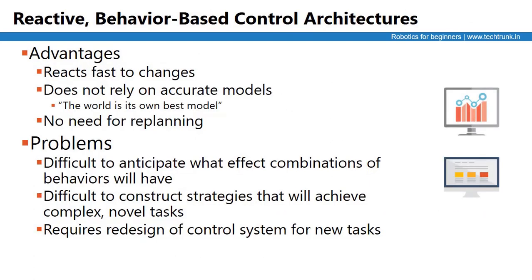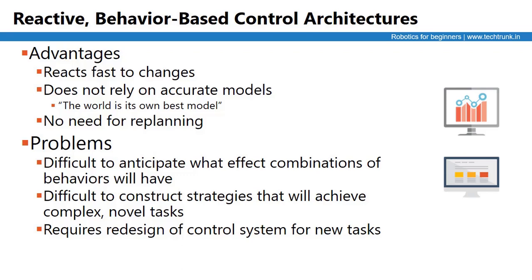The advantages of behavior-based control architectures are that they make the robot react fast to changes, and they do not rely on accurate models. The world is its best model, and there is no need for replanning, because each and every layer is independent of each other, and the lower layer is independent of the higher layer, while the higher layer depends on the lower layer.